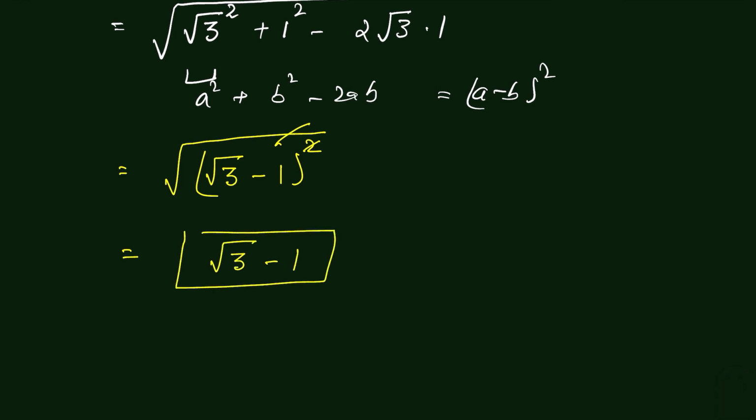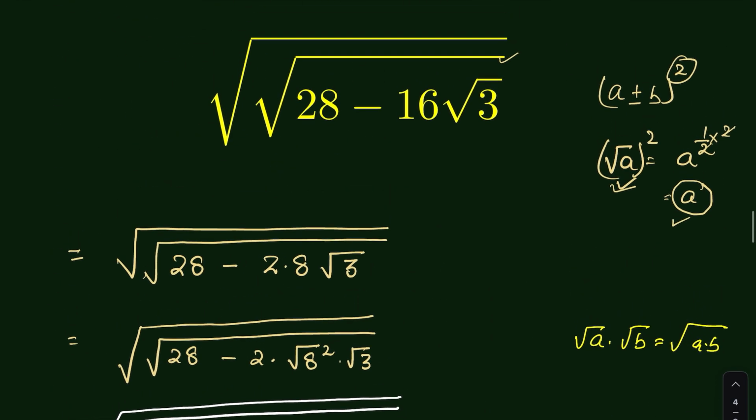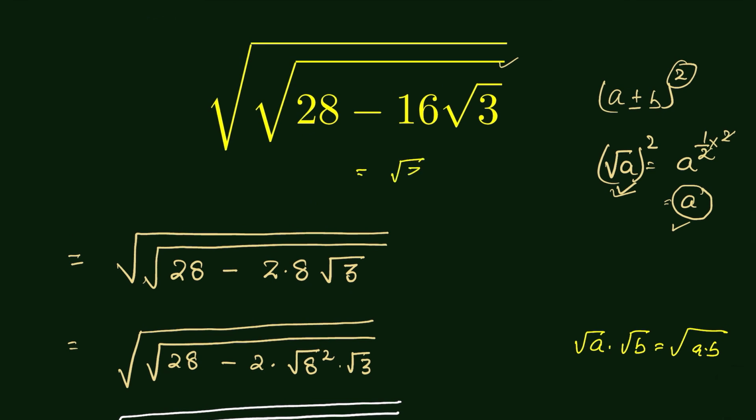You can put the value of square root of 3 and then find the value, or you can leave it here. How did you solve it? Let me know in the comment section. This is equal to square root of 3 minus 1.